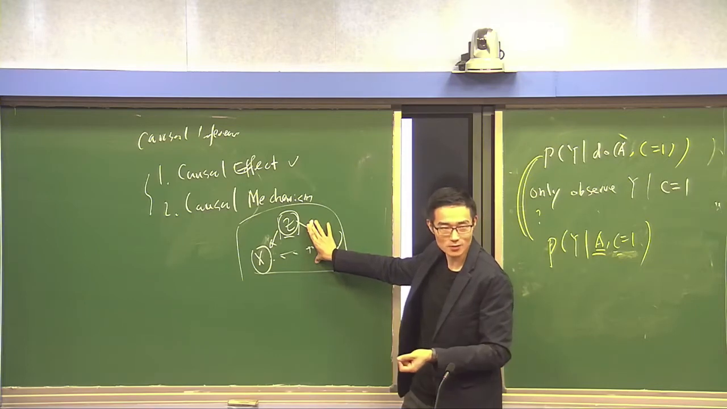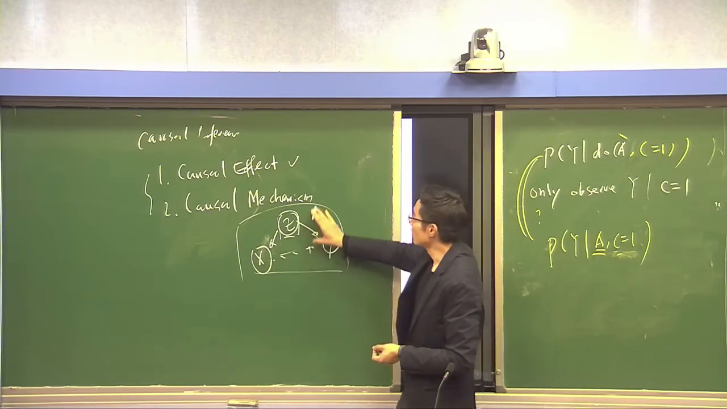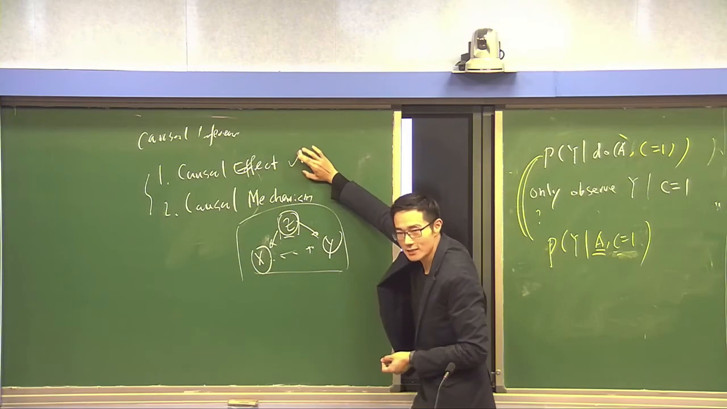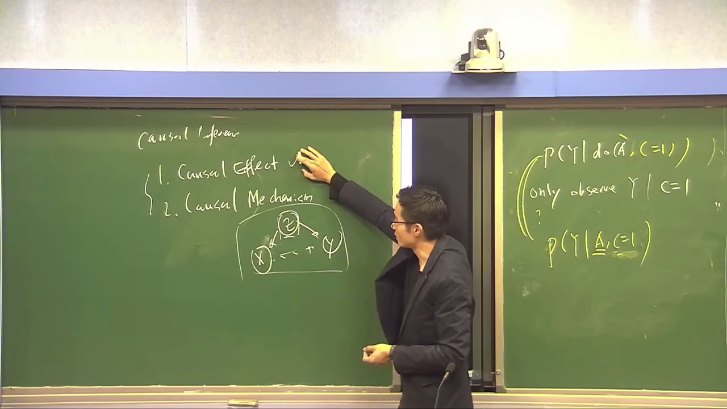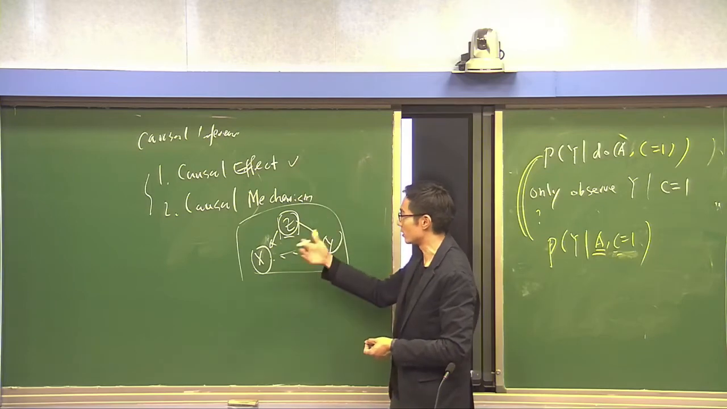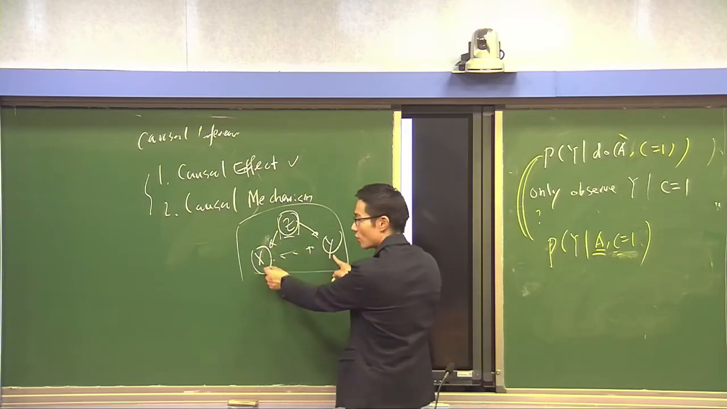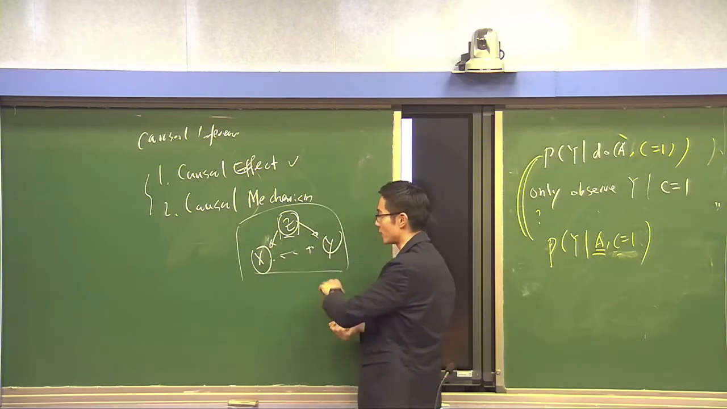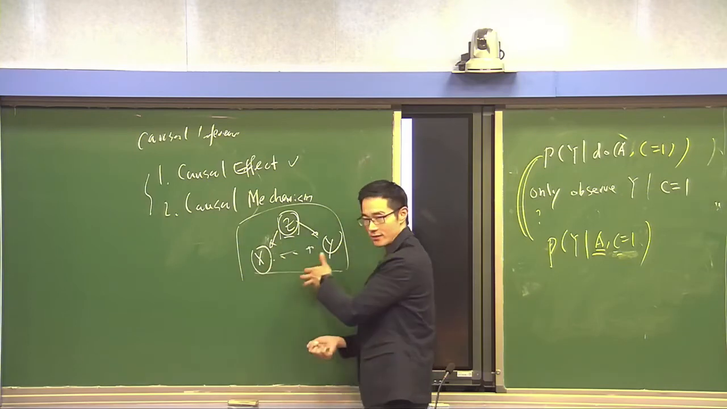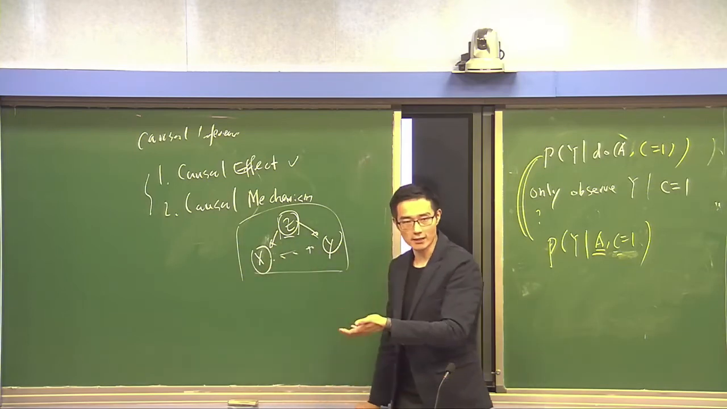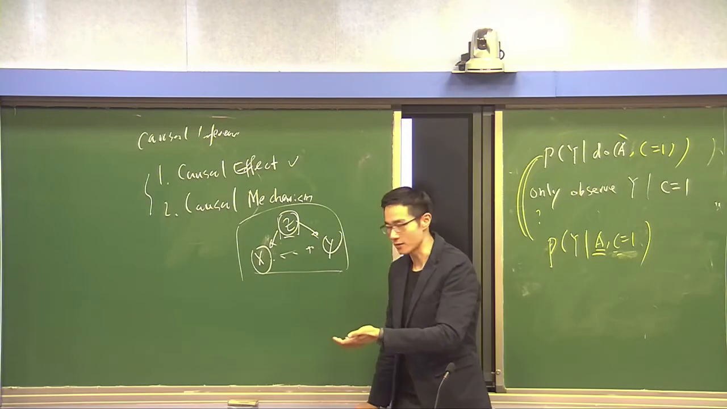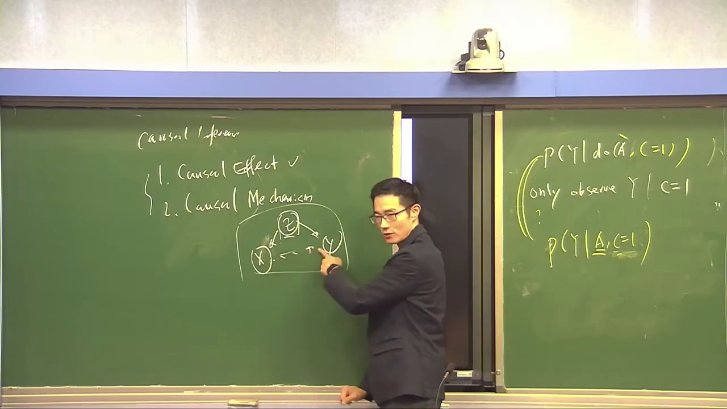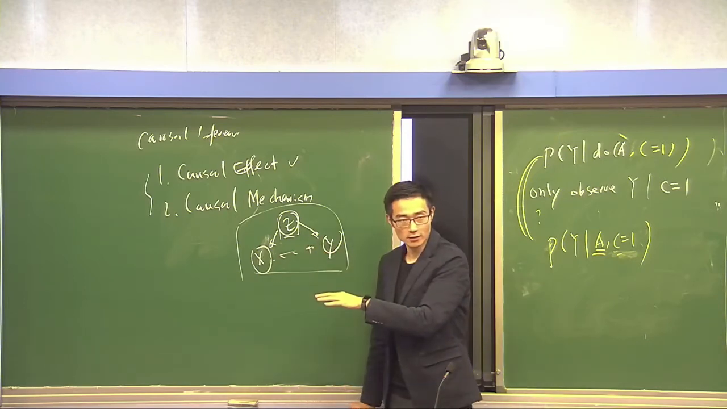Right? So where do you get this causal mechanism? Causal effect learning is relatively easy, because the requirement is that we get this causal effect when we already have a mechanism. So we assume a mechanism, and based on our assumed mechanism, we try to learn this causal effect. This is called causal effect learning.